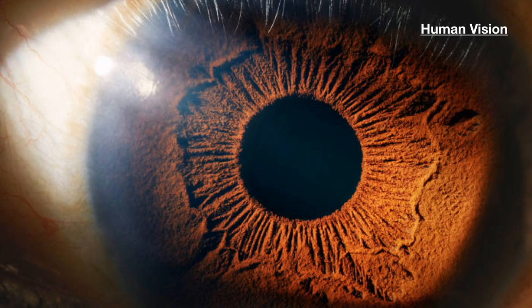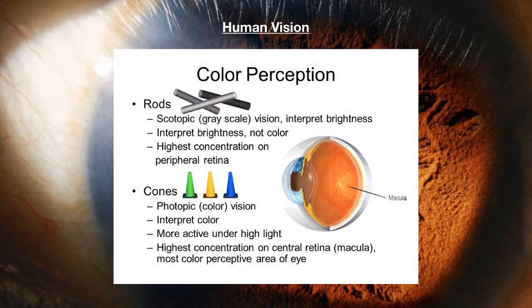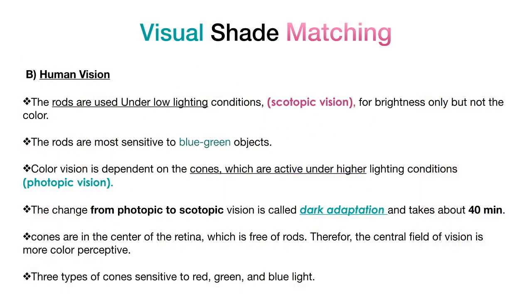Human vision. The eye, under low lighting conditions, only the rods are used, right? Only the rods are used. In a dark environment, we can distinguish only two colors, green and blue. The cones are more active, and they can match all the colors. So the rods are used under low lighting, the cones under higher lighting.